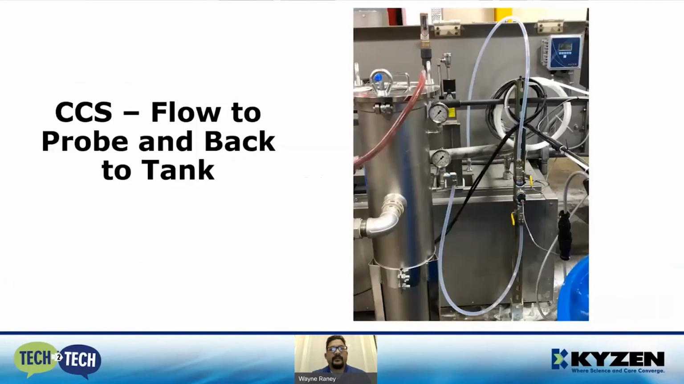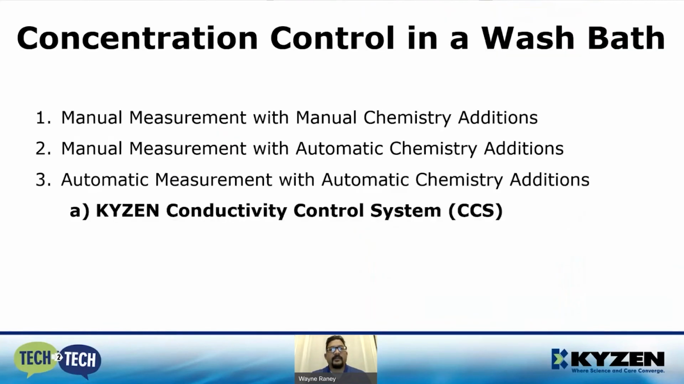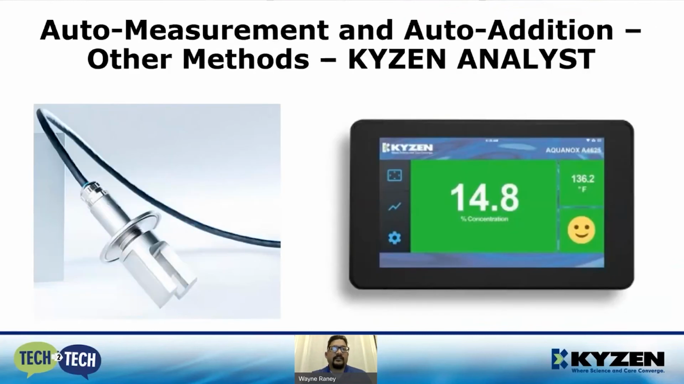This shows another example of how flow past the probe is achieved. Up to this point, the main method that KYZEN uses to automatically measure and add chemistry is the CCS, but we have proved out another concept, and that's using the KYZEN ANALYST. The ANALYST in and of itself measures concentration by detecting the density of the fluid. The probe pictured on the left sends a sound wave through the wash bath, and as the chemistry concentration changes, so does the density of the fluid, thus the speed changes. The concentration is then displayed on a monitor which comes with the system.